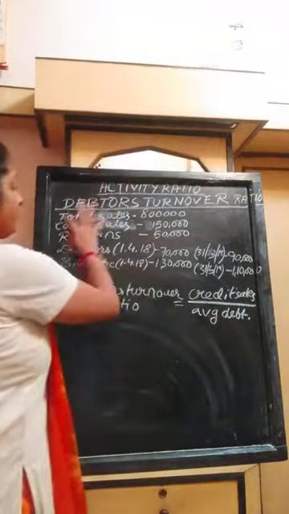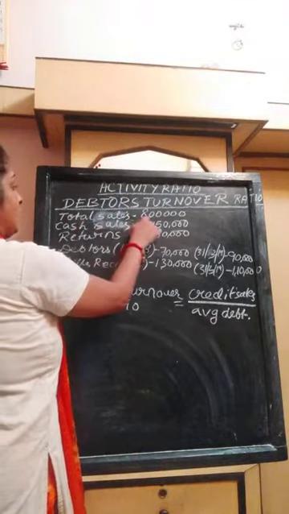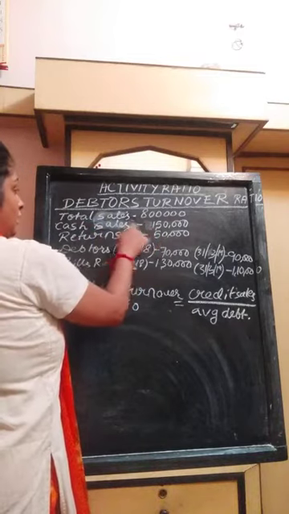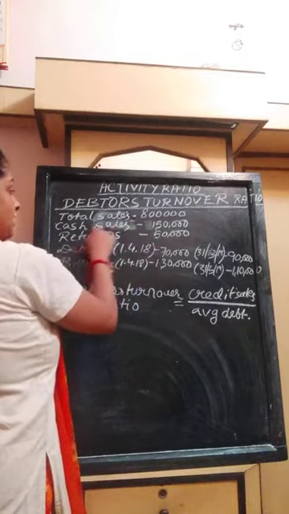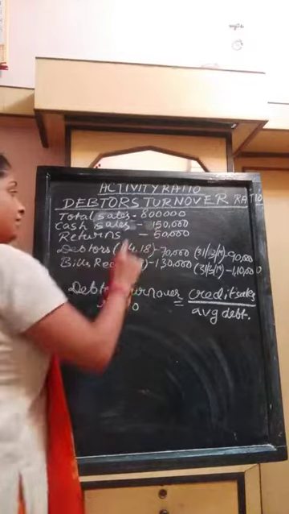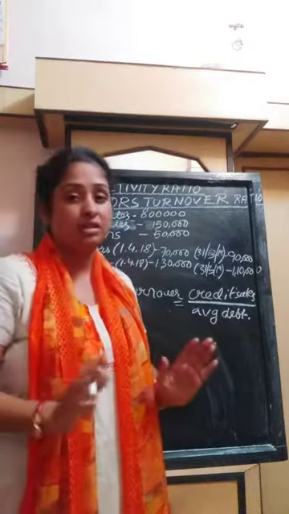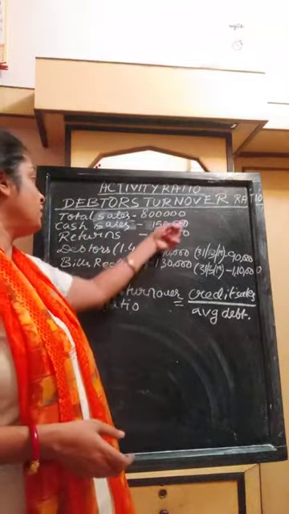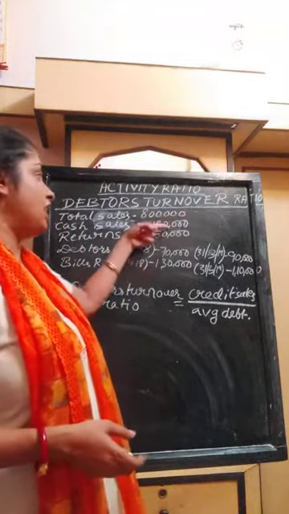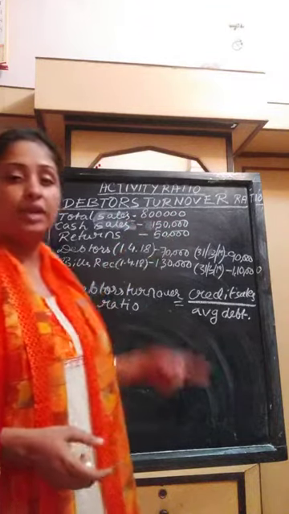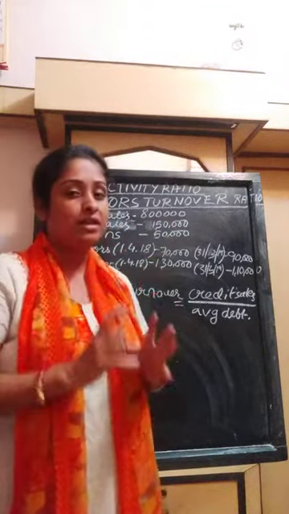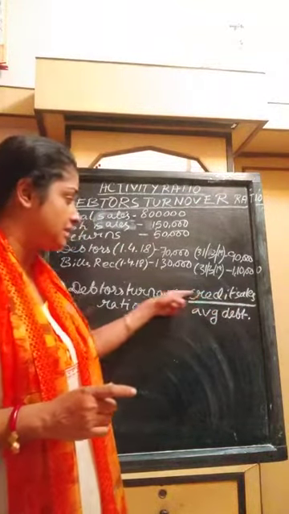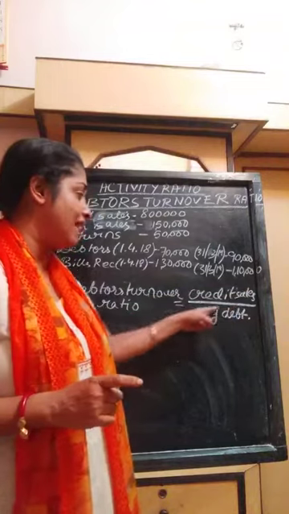In this sum, the total sales is given as 8 lakh and cash sales is given as 1,50,000. There are also sales returns, which are 50,000. So from the total sales, I will deduct the cash sales and sales returns to get the credit sales. First our target will be to find out the credit sales, and then we will find out the average debtors.